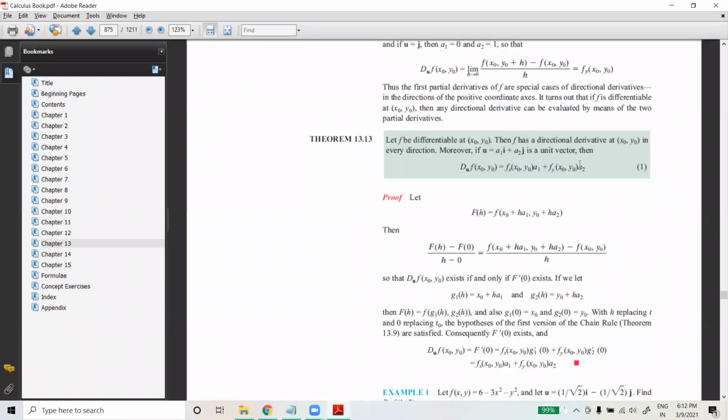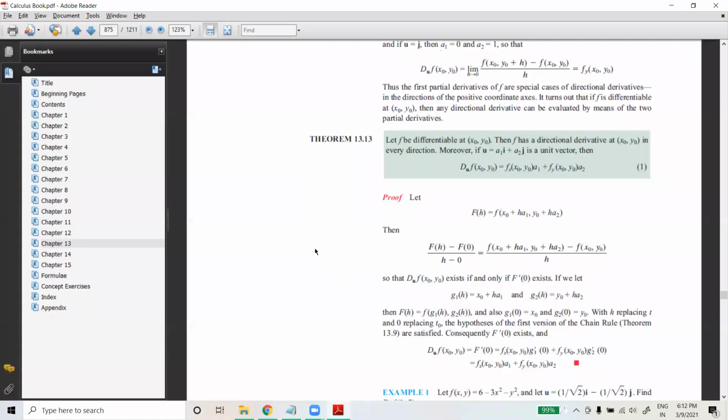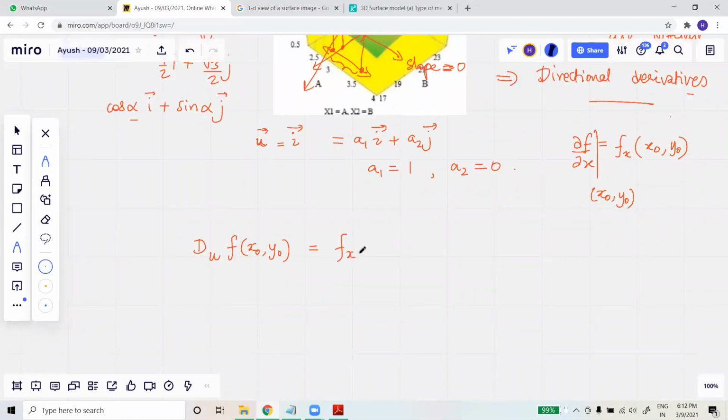I was still writing this because the notation can be, see, this is the directional derivative, capital D in the direction of the unit vector u, of the function f at the point x0 y0. It is equal to the partial derivative of f with respect to x at x0 y0 multiplied by a1, where a1 is part of u, right? u is a1 i plus a2 j, and similarly fy at x0 y0.